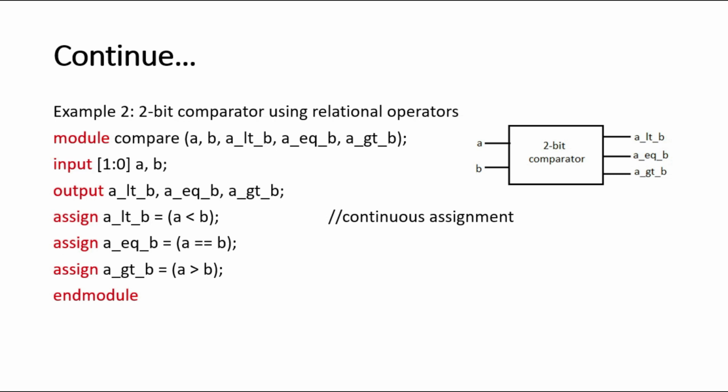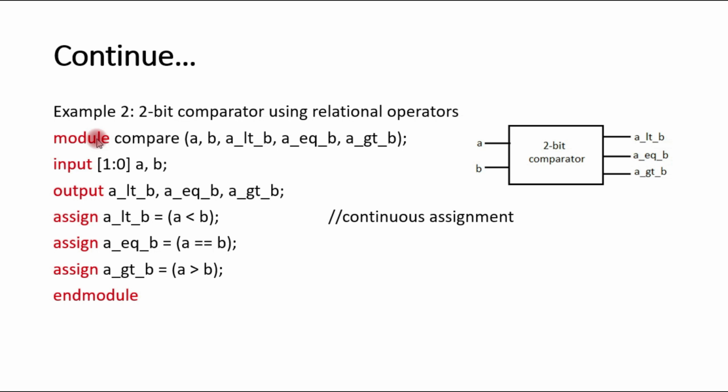There are a number of ways to model logic circuits in Verilog HDL. And here we are modeling the 2-bit comparator circuit using relational operators. The problem is the same as discussed in the last example. Here, for the 2-bit comparator circuit, the inputs are A and B and the outputs will be A less than B, A equal B and A greater than B. The Verilog program for the 2-bit comparator circuit using relational operators is presented here.